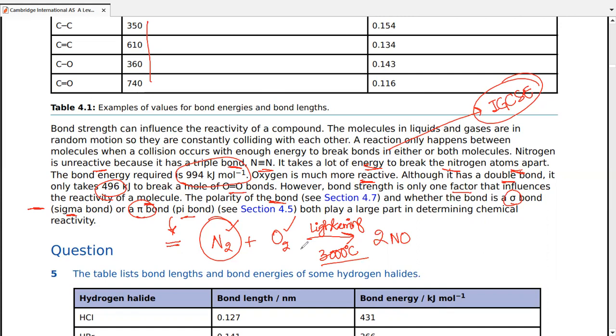So it's not just the bond strength or the bond energy that influences the reactivity of the compound, it's also the type of bond. Single or double or triple, sigma or pi, and we're going to discuss that in much more detail in the upcoming pages. Let's go with a few more examples.